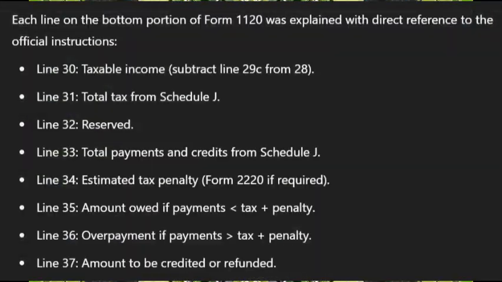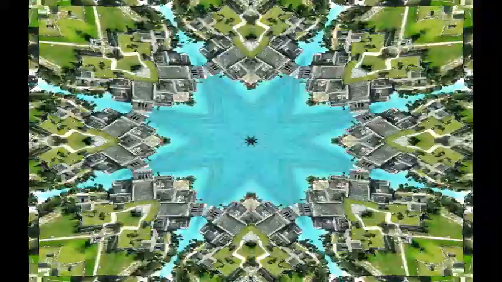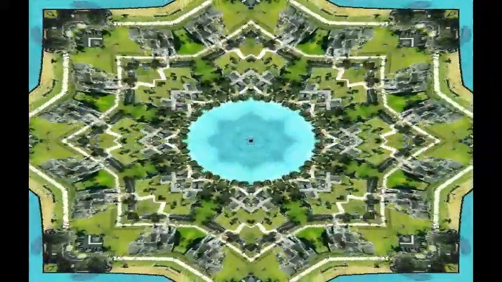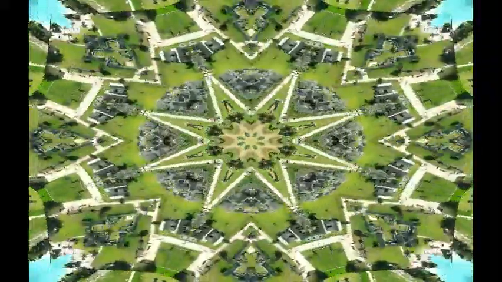Line 32 is simply marked reserved. And it's worth noting this because forms change. Not every single line is always actively used. Sometimes they hold lines for future updates or just leave historical placeholders. Shows how these forms evolve. Right. Good to know. Not every line needs a number.